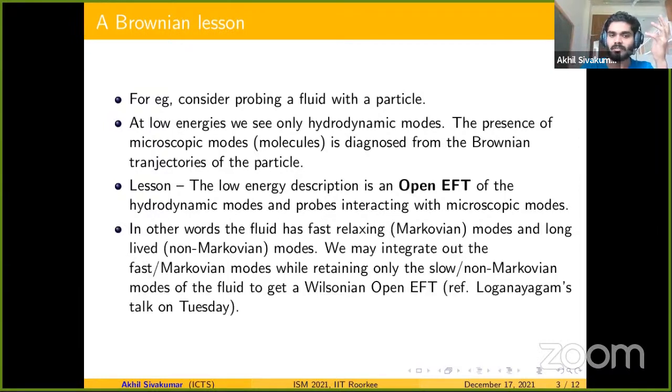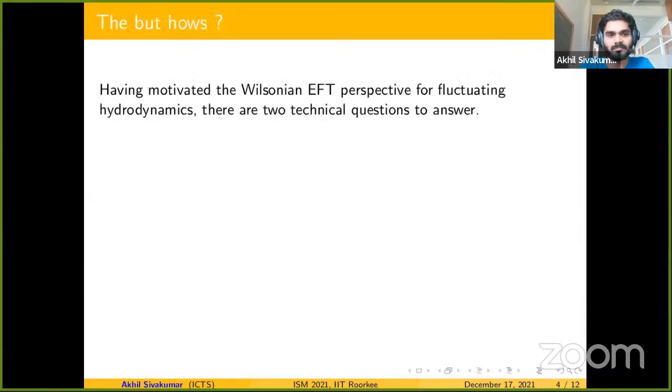In other words, the fluid has fast relaxing, or Markovian, modes. That's my definition of Markovian for the context of this talk. And long-lived, or non-Markovian, modes. We may integrate out the fast modes while retaining only the slow modes of the fluid to get a Wilsonian open EFT. And you can refer to Loga's talk on Tuesday for a more elaborate motivation of this.